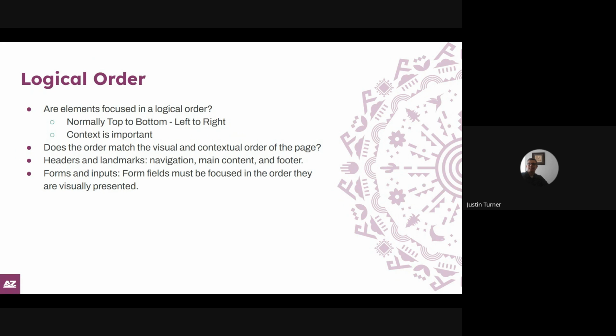Diving in, logical order and what we mean by that. It's simply when you're looking at your web page and you're reading it from top to bottom, left to right, does the keyboard focus follow you through that same logical order? When you get to a numbered series of links, for example, 1, 2, 3, 4, does the keyboard focus go through that same proper order, or is it jumping around to different parts of the page?